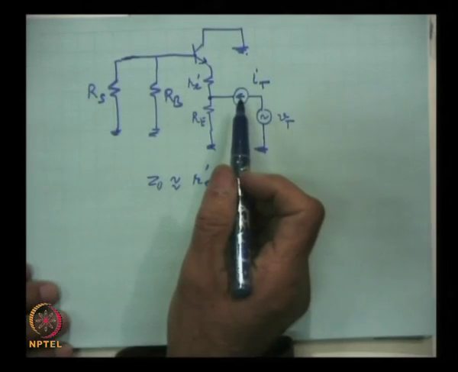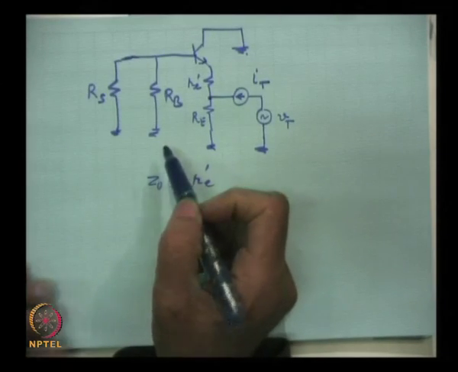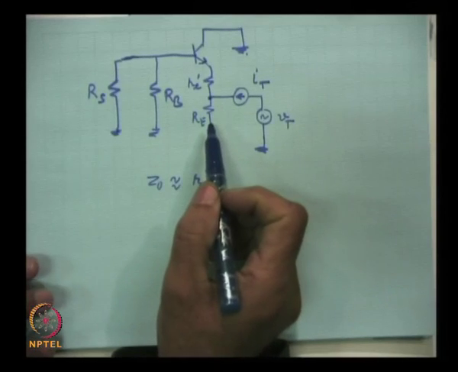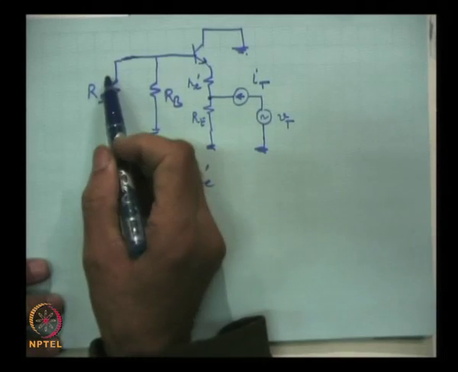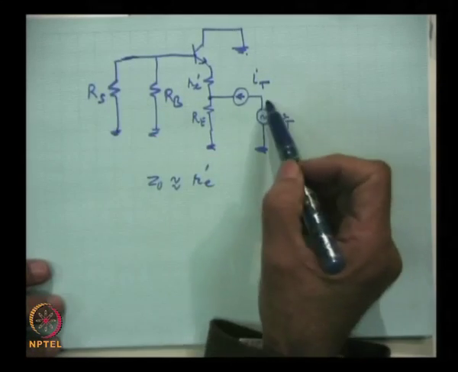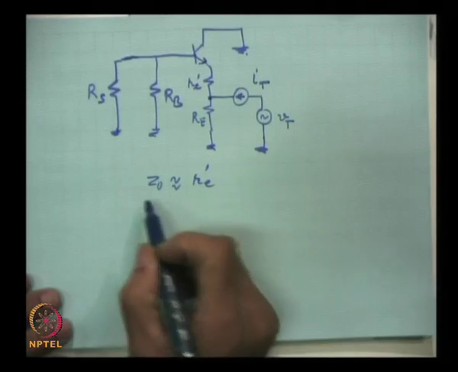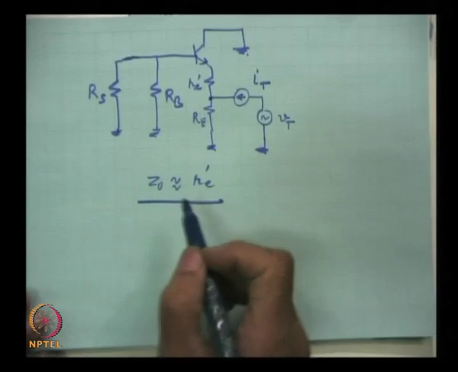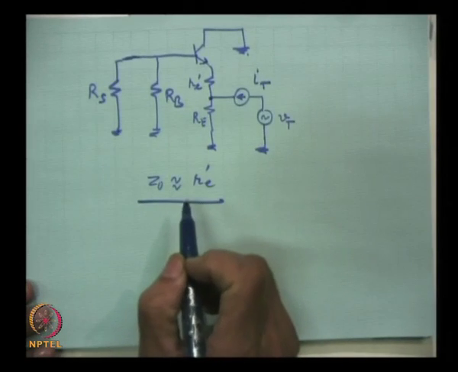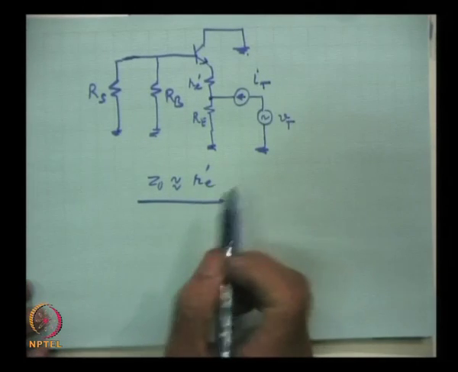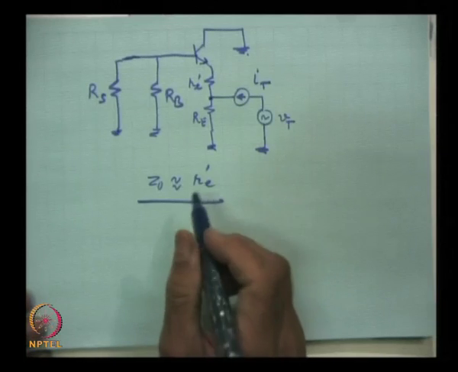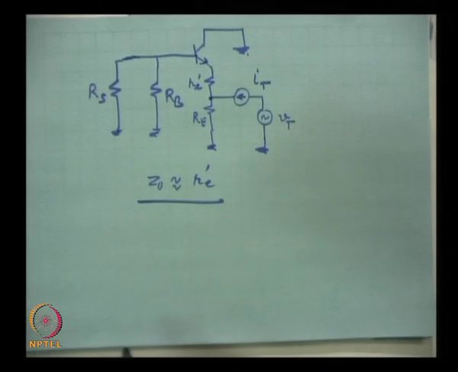This is important, and in fact that is one of the biggest applications of the emitter follower. Input impedance very high, output impedance very low. We will talk about it a little later. Now, detailed analysis also comes to this conclusion. I am not taking up the detailed analysis, but this can be shown.